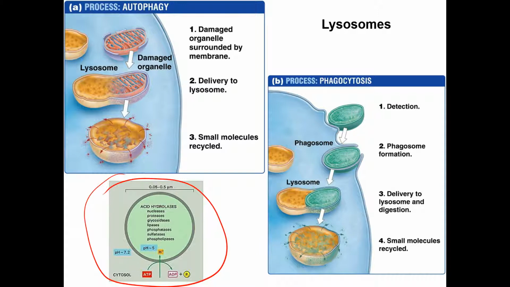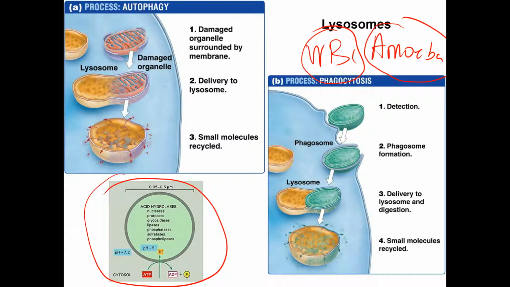And then for things like your white blood cells or an amoeba, these guys use phagocytosis to engulf either foreign matter, like bacteria, or an amoeba engulfs bacteria as food.